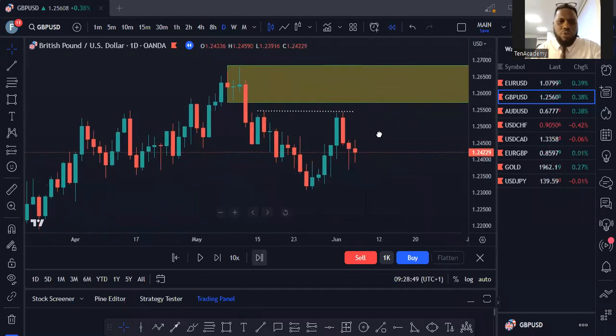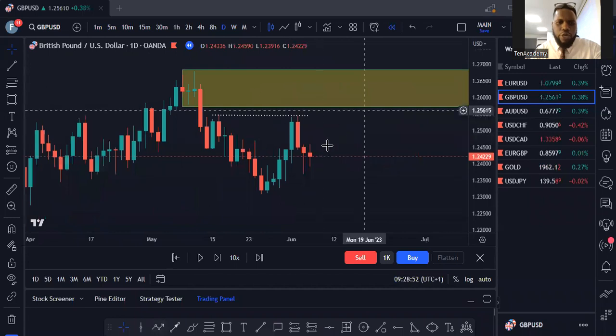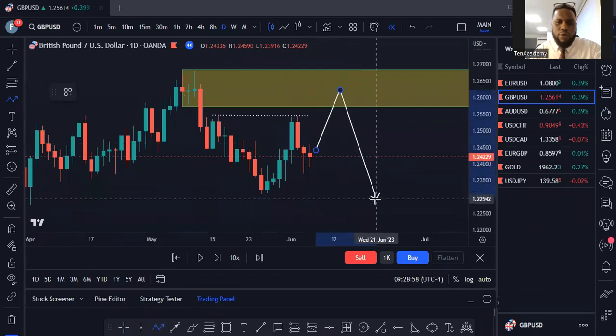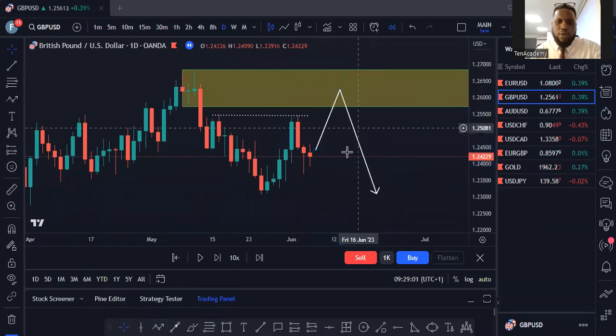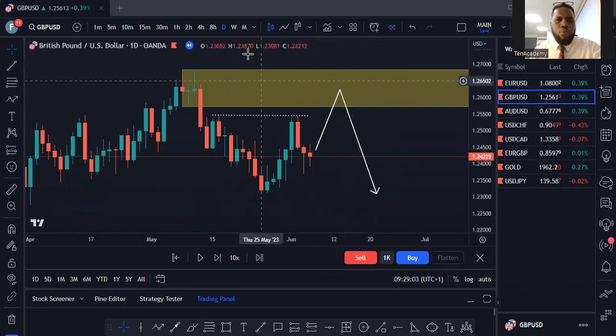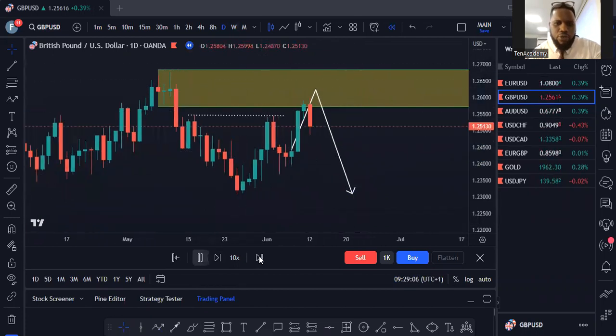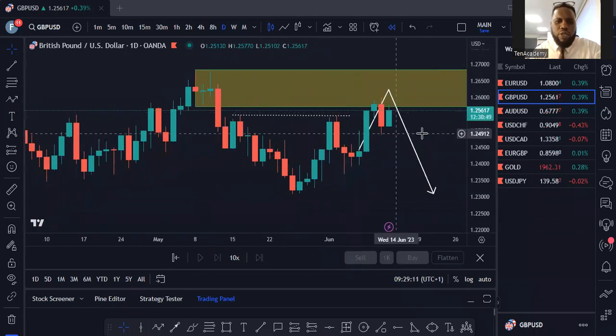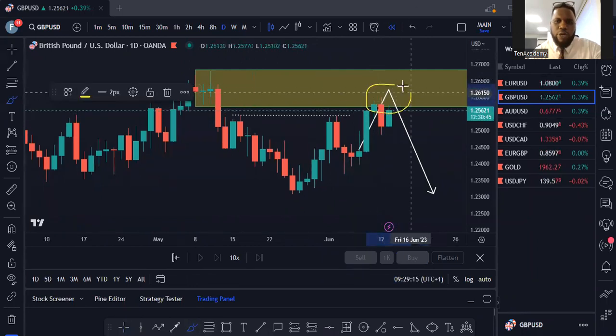So what I'm seeing on GBP USD is price going up like so, and then giving us a possible drop. That is one trade idea. But let's go ahead and see if we're still, so price respected that. So we are currently in that zone. So let's check out the character of price inside the supply.